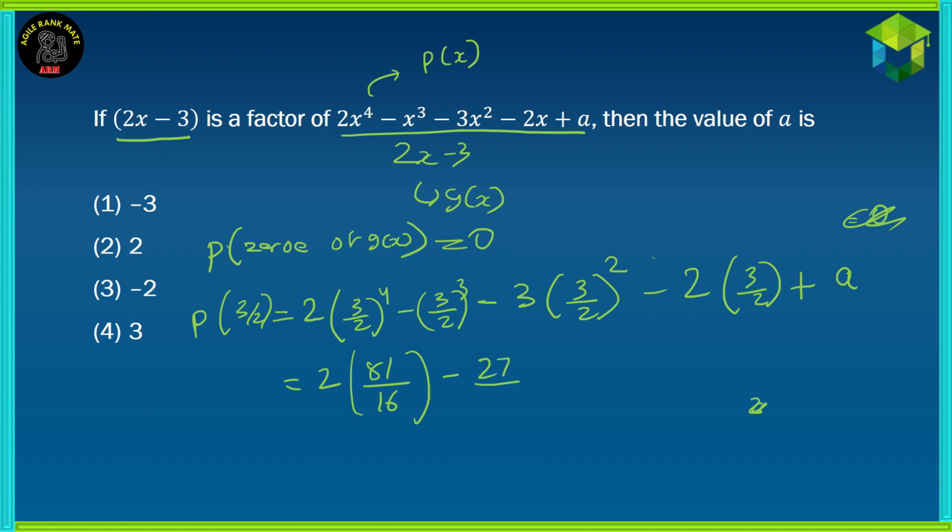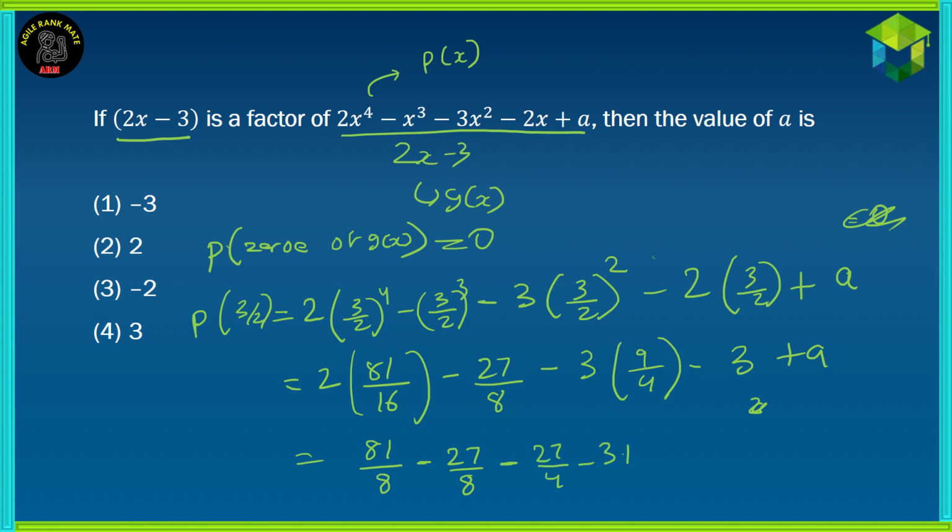Now if we simplify it further, 3 raised to 4 is 81, 2 raised to 4 is 16, minus 3 cube is 27 by 8, minus 3 into 9 by 4, minus 2 into 3 by 2. 2 and 2 will cancel each other, 3 plus a. Over here 2 and 16, they can cancel with 2. We'll get 81 divided by 8 minus 27 divided by 8 minus 27 divided by 4 minus 3 plus 9.